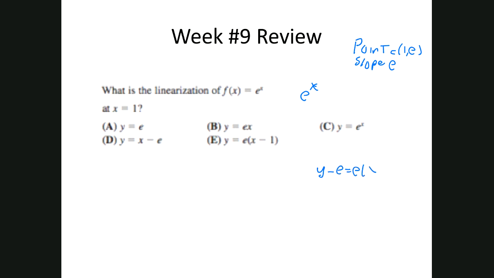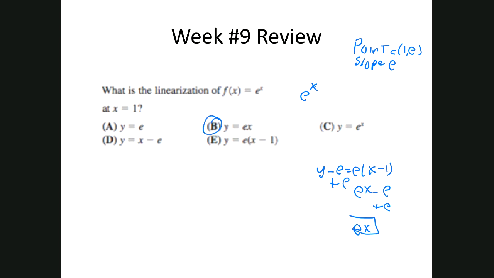Well, it doesn't look like any of the answers up here, but let's try to rewrite this. I can multiply through here, so I've got e x minus e. And if I add an e to both sides, that just gives me e times x for my answer.